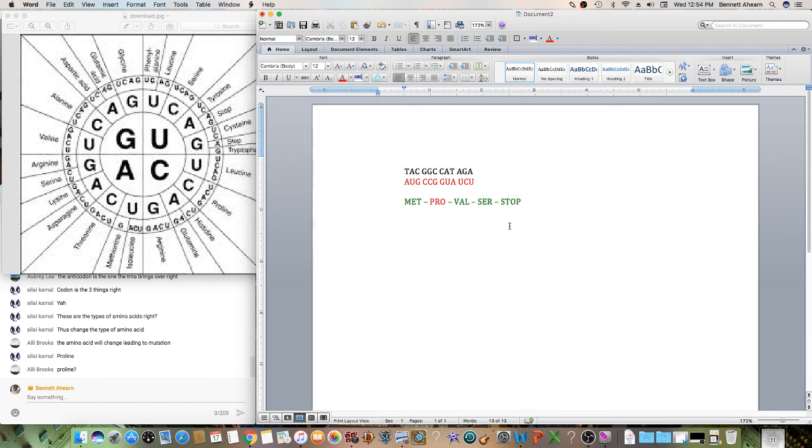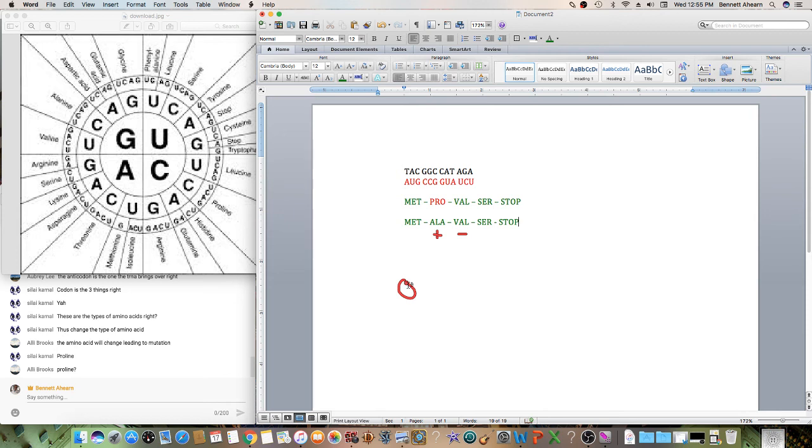So let's say you've got your original one here. You've got Met to alanine to valine to serine to the stop codon, right? Now, different amino acids, just like any chemical, have different characteristics to them. So, for instance, alanine might have a positive charge. There's alanine with its positive charge, right? Valine might have a negative charge. What do we know about positively charged things and negatively charged things?